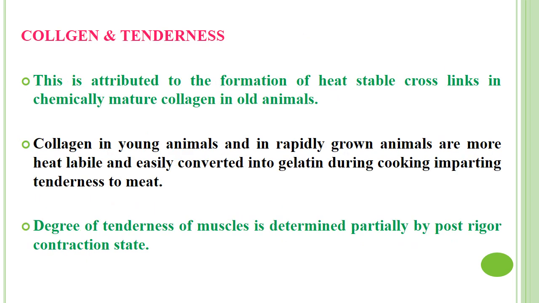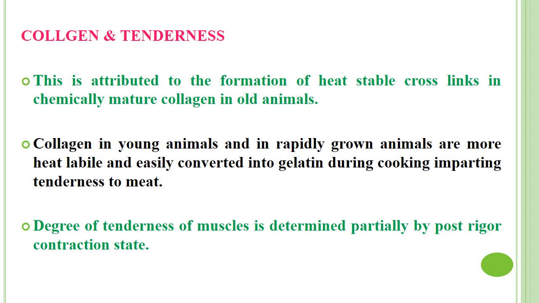Here once again we will see collagen and tenderness. As I mentioned previously, an old animal will have more mature collagen due to the formation of cross links, and that does not easily get converted to gelatin, so it is more heat stable. Whereas in a young animal, or animals which grow very rapidly, like broiler animals, the collagen is more heat labile and easily gets converted to gelatin during cooking, so that gives more tender meat.